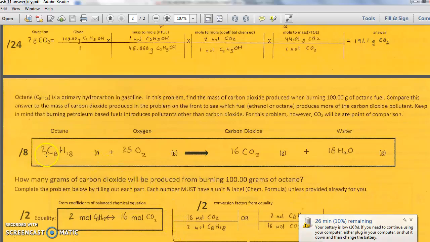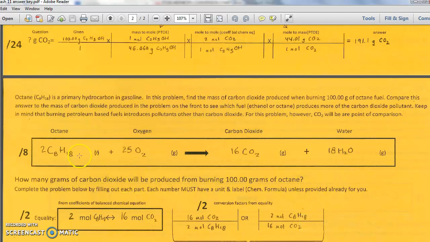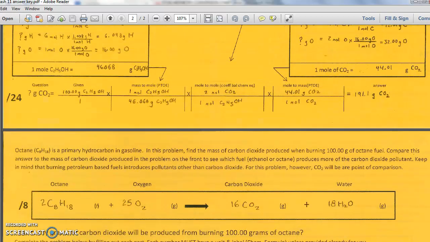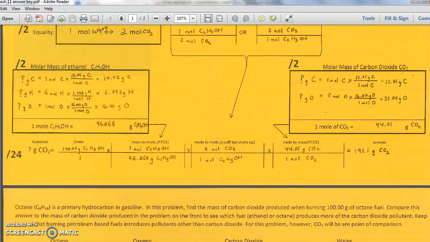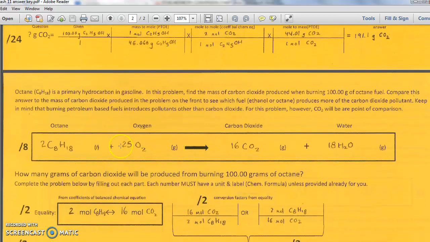The first thing, before we even start the problem, is to make sure we have a balanced chemical equation. C8H18 is being combusted. That means it's reacting with oxygen. It will produce carbon dioxide and water as products. This is a pure hydrocarbon, unlike the one we had up here, which was a substituted hydrocarbon. This is ethanol, an alcohol. This is burning an alcohol. This does have an oxygen on it. However, down here, this is a pure hydrocarbon.